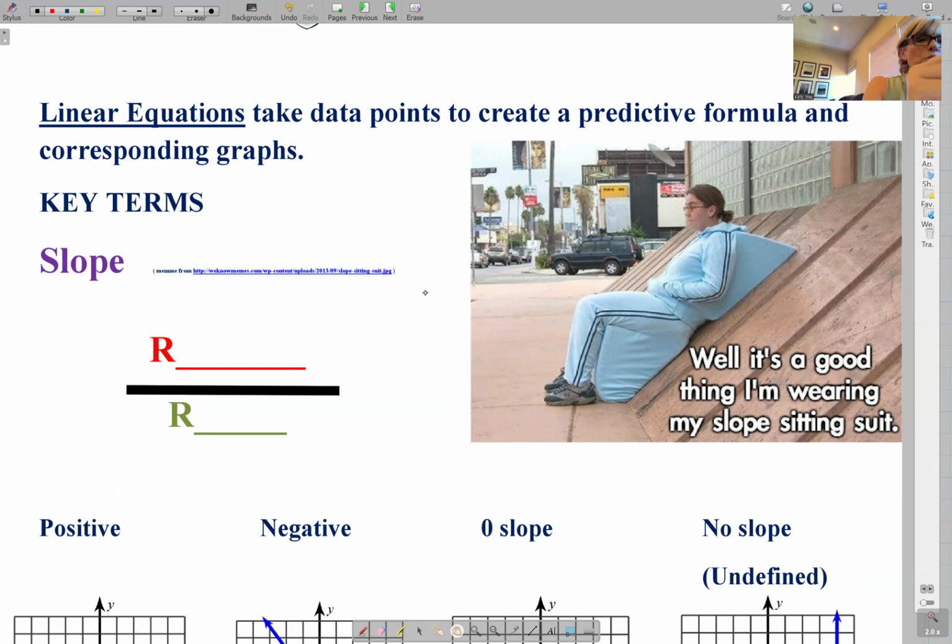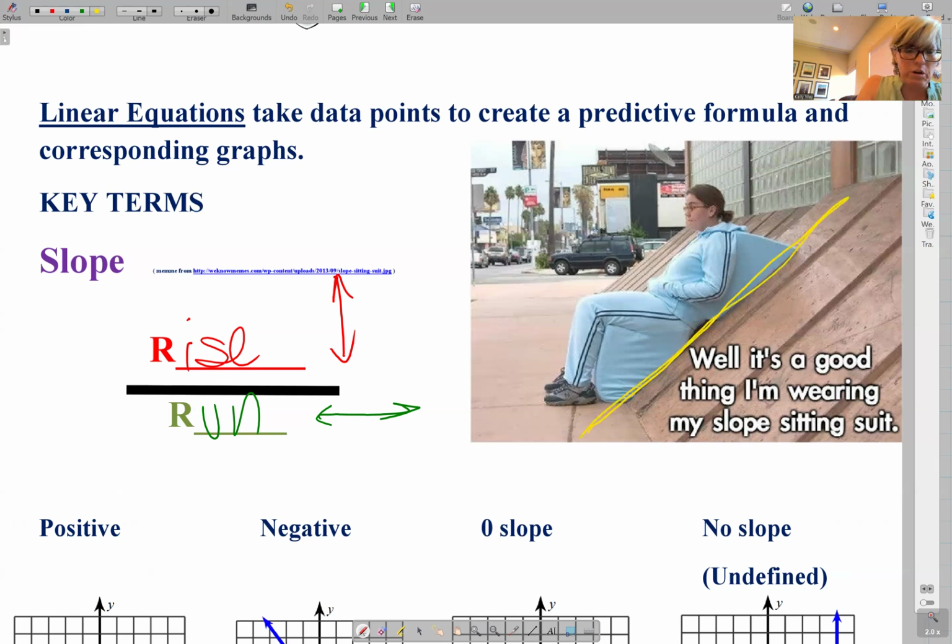Slope is rise, which means the up and down motion on a graph, over run, which is the left or right motion on a graph. So the slope of this interesting cushion here would be the rise, this distance, over this distance, which is run. Rise over run. Rise, up and down. Run. And slope is always a fraction.